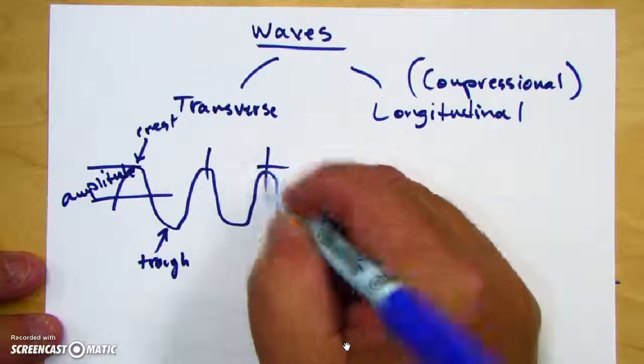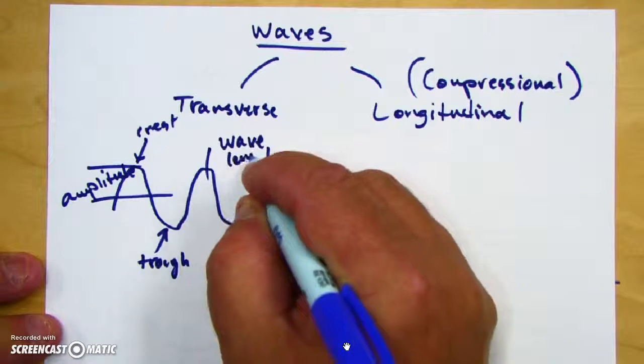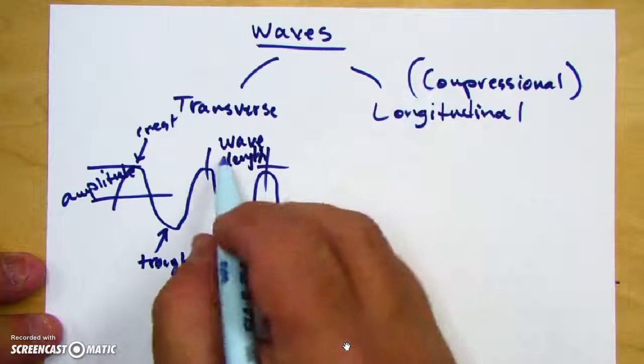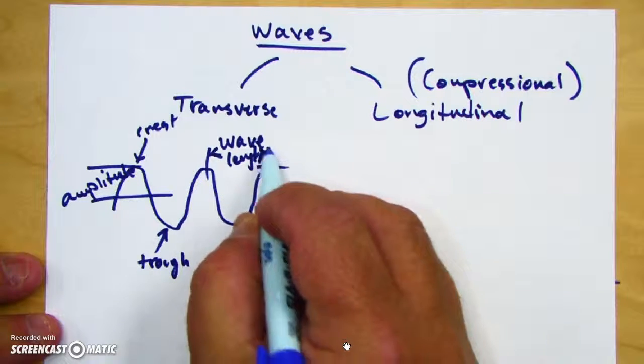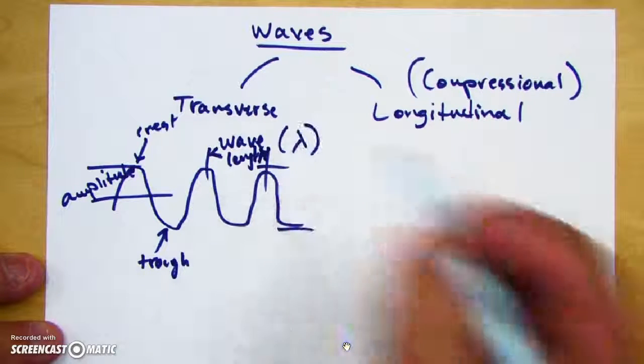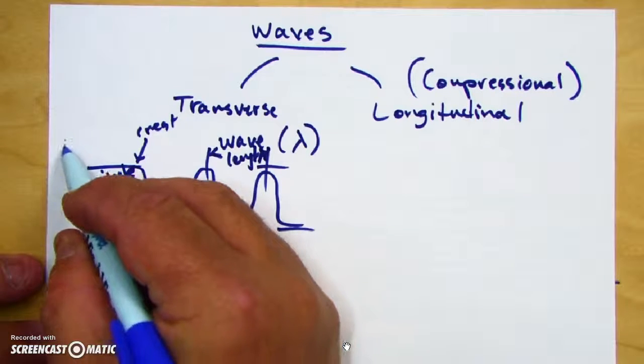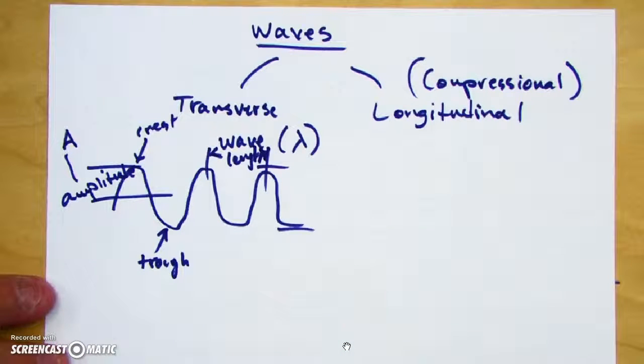The other thing that's important here is wavelength. It may sound like a Captain Obvious thing. Wavelength is really nothing more than the length of a single wave. Now, as far as symbols, for wavelength we're going to use lambda, the Greek letter lambda, which looks like an upside-down Y. For amplitude, we'll use capital A to represent amplitude.